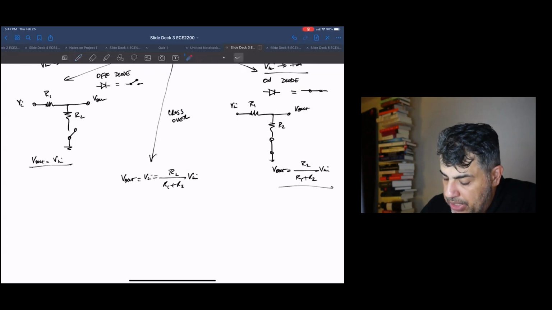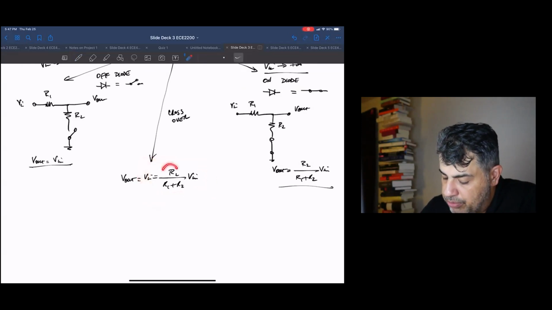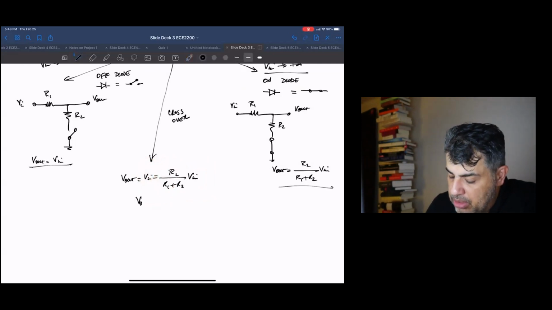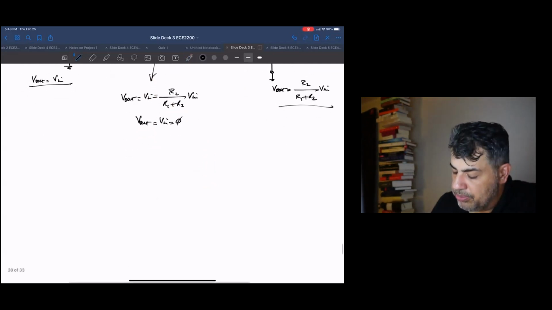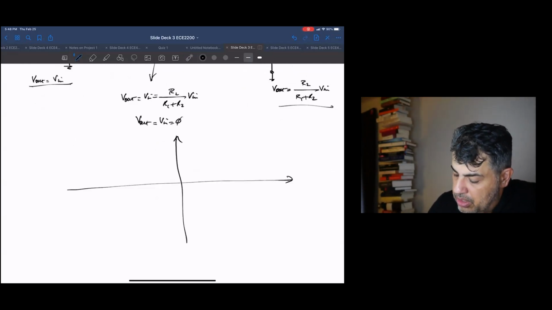So the only place where this can be true is when Vn is equal to 0. Right? Otherwise, I think for any R2 and any R1, this would not be true. I think it's only when Vn is equal to 0 that it's true. So V out is equal to Vn is equal to 0 is the crossover point. So if I was going to draw this, Vn versus V out, the crossover point would be here.